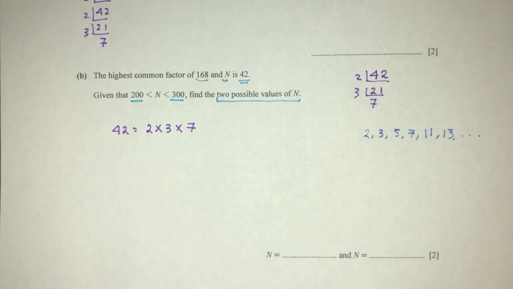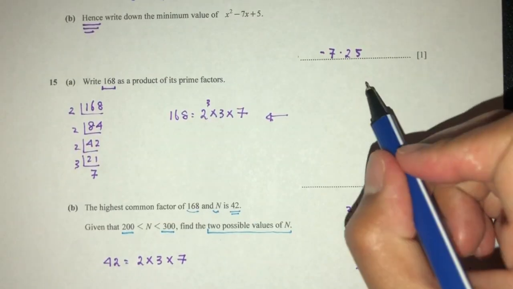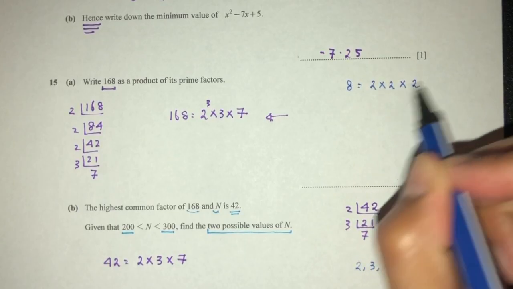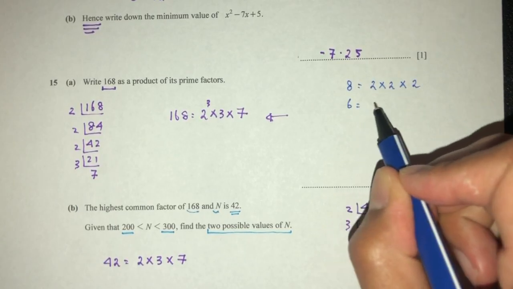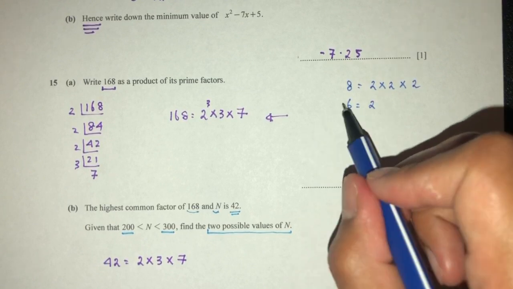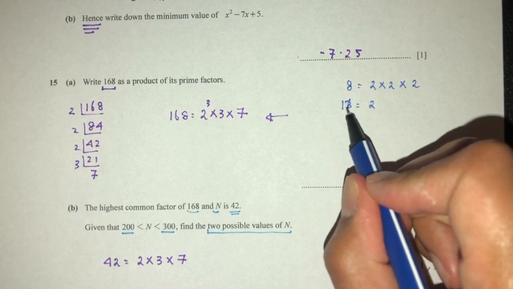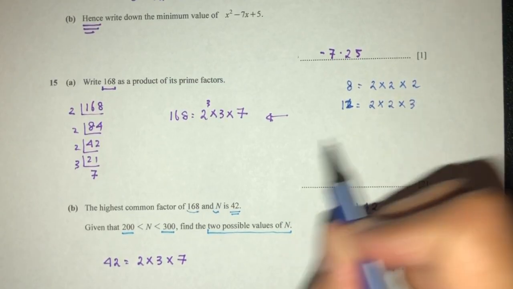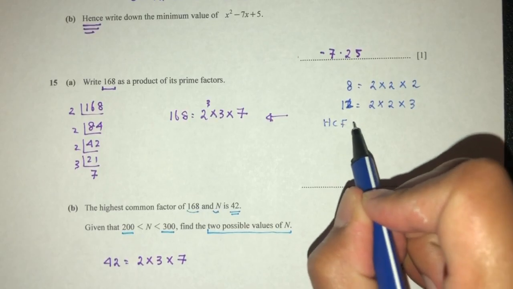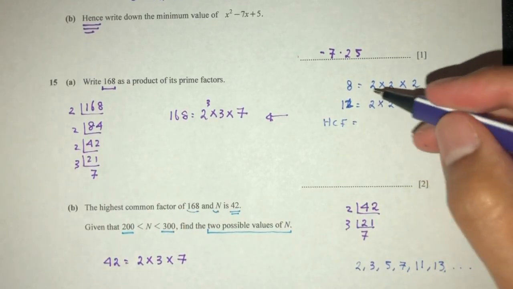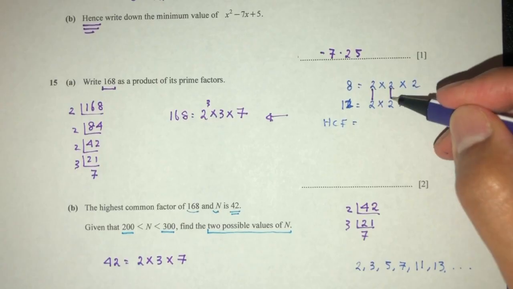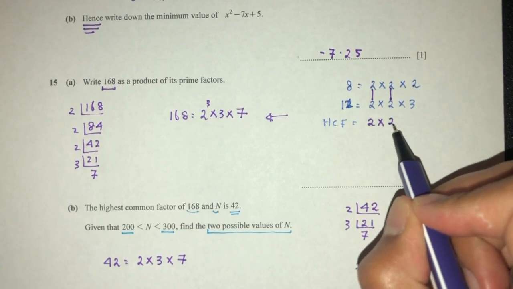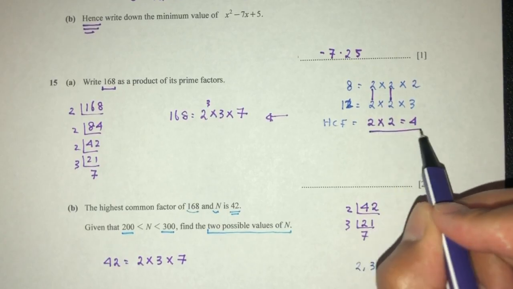For example, let's do this. Let's say I have two numbers. I have 8. It is 2 times 2 times 2. Let's choose 12. 12 is 2 times 2 times 3. So let's find the HCF of those two numbers. So pretty easy. We just have to match them. So this matches with this, matches with this, and this is a match. So we will have 2 times 2 as your HCF, which is the number 4. So this is how you find the HCF.